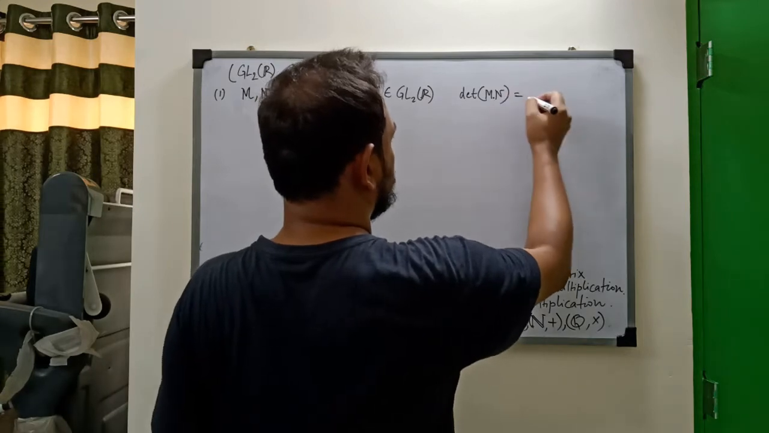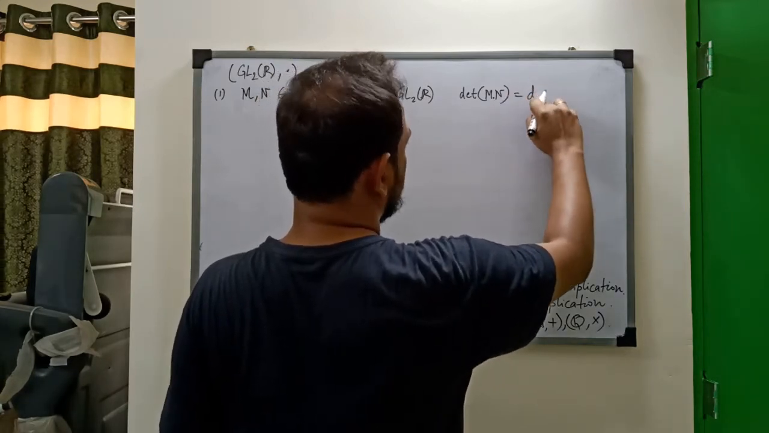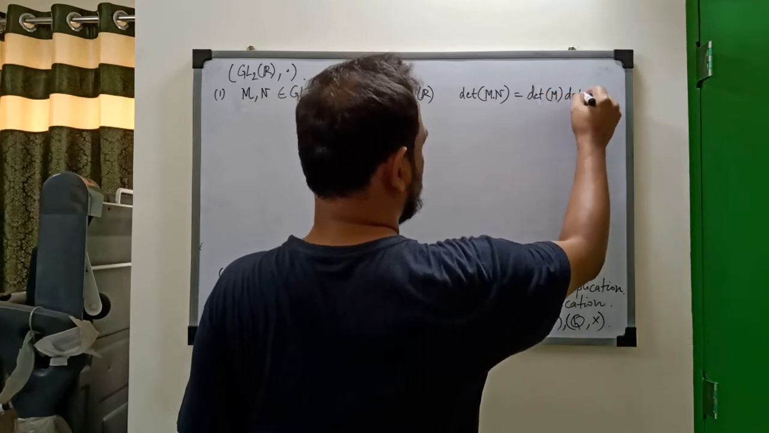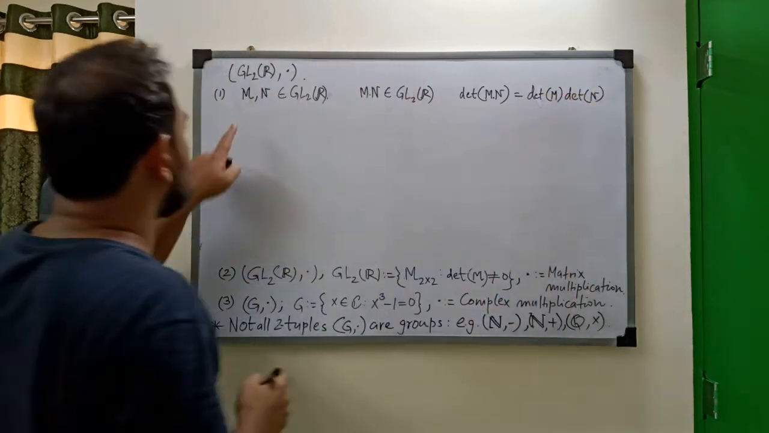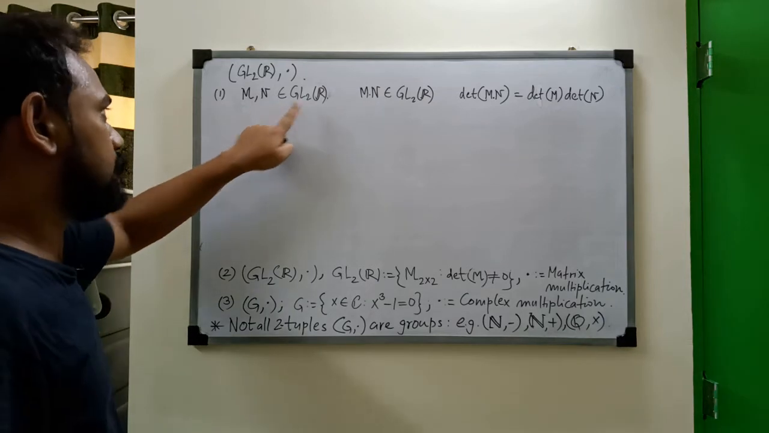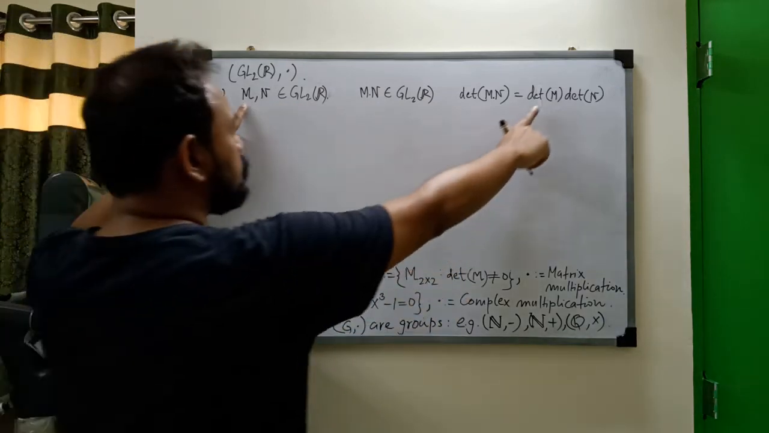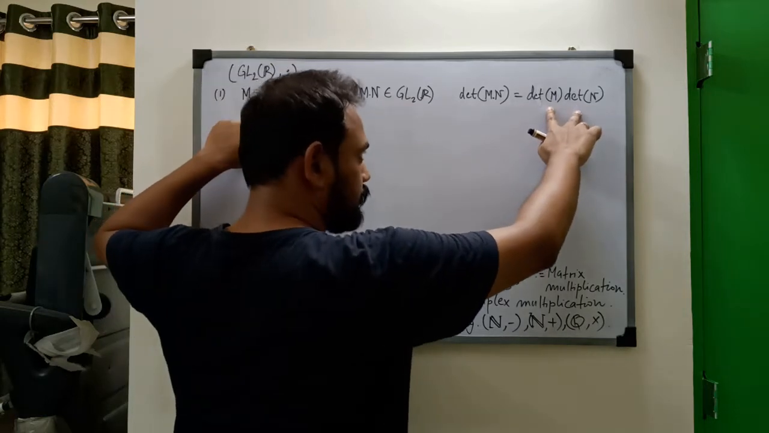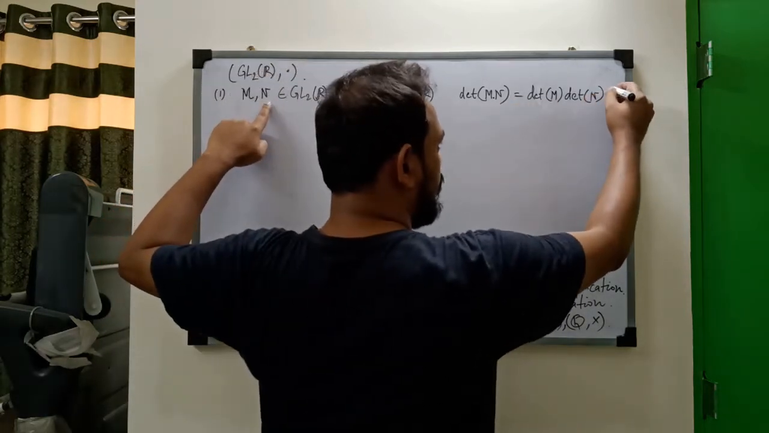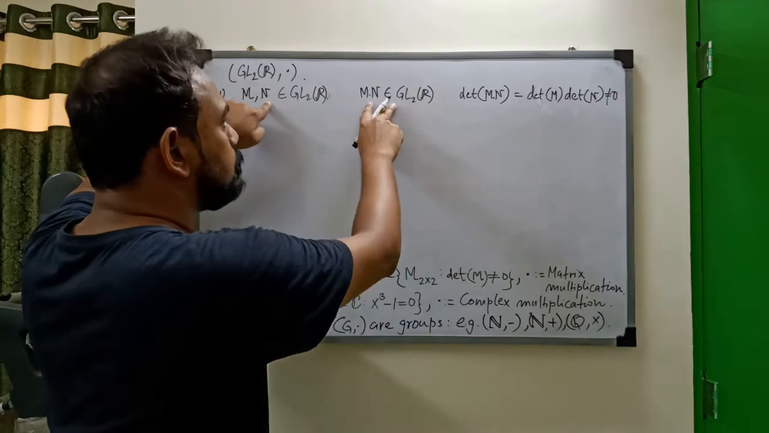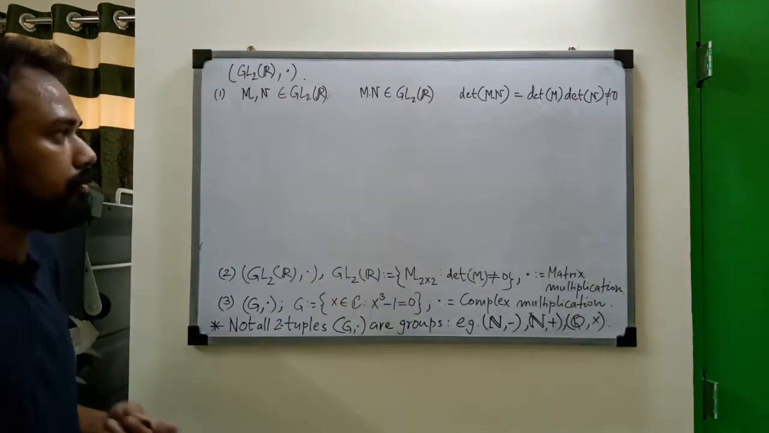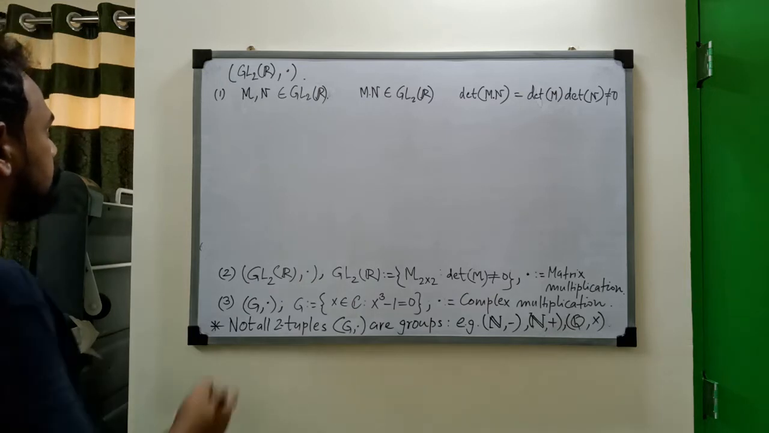We know that the determinant of this is really the determinant of M times the determinant of N. And since these are elements from this, in other words, the determinant of M is not 0 and the determinant of N is also not 0, the product will be not 0. So therefore, the determinant of MN is also not 0. And this proves that this product belongs to this group, and therefore the closure property holds.